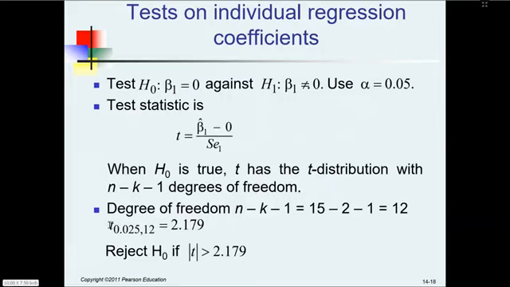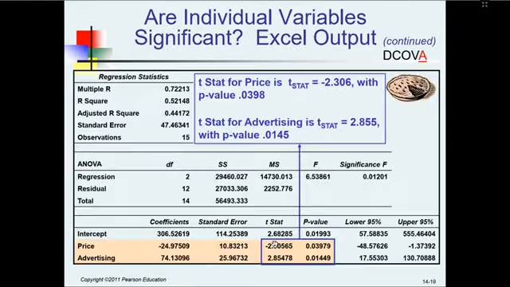Because it's a two-tailed test, you divide the alpha, which is 0.05, by 2, and that gives 0.025, with degrees of freedom 12. When you read from the T distribution table, it gives you 2.179. So we reject H naught if the absolute value of T is greater than 2.179, or retain otherwise.